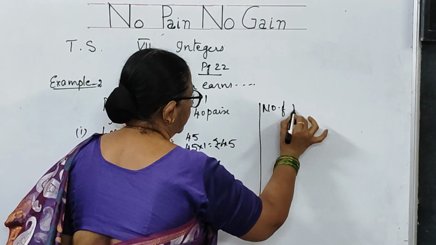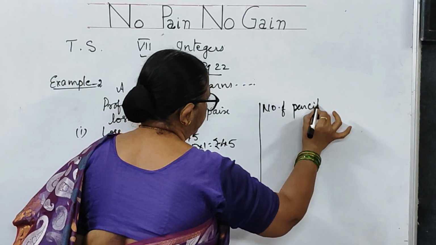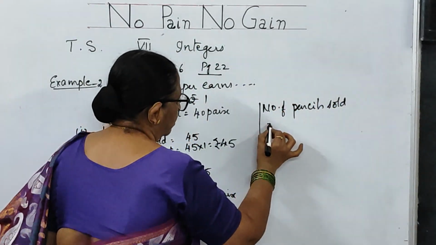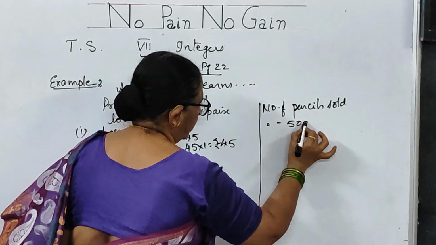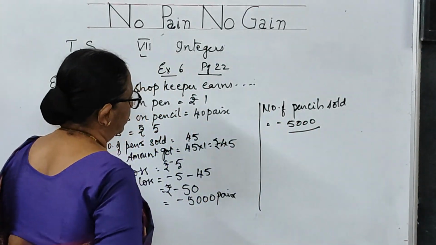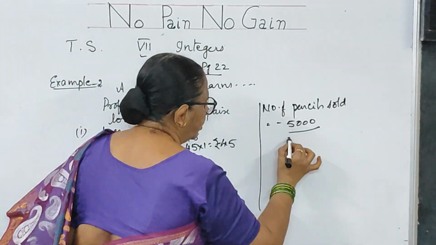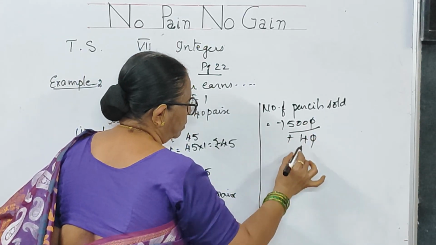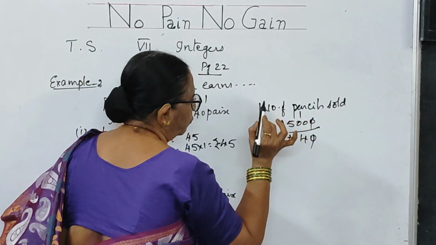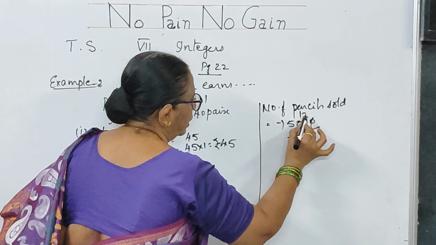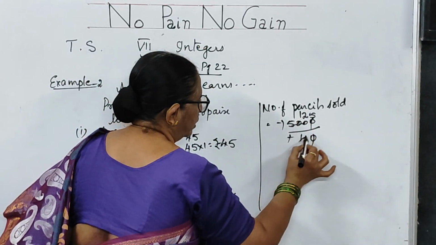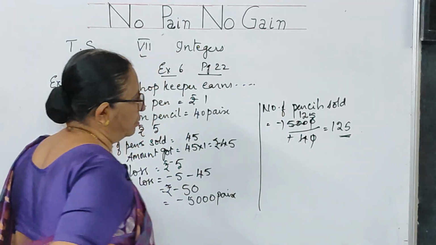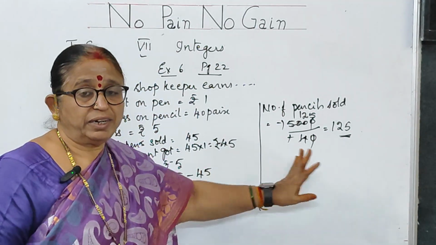So number of pencils sold. How are you getting? Minus 5,000 divided by what is the loss, children? Minus 40 paisa. So these two zeros will get cancelled. 4 ones are 4. 4 twos are 8. 4 fives are 20. 125. How many pencils she has sold? 125 pencils she has sold.